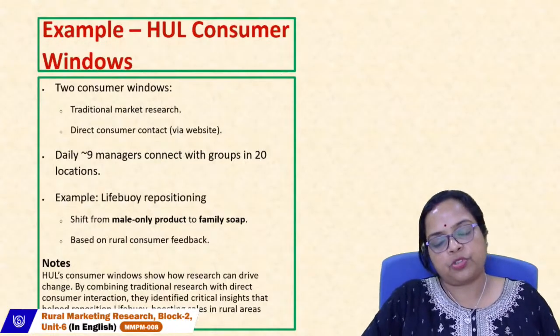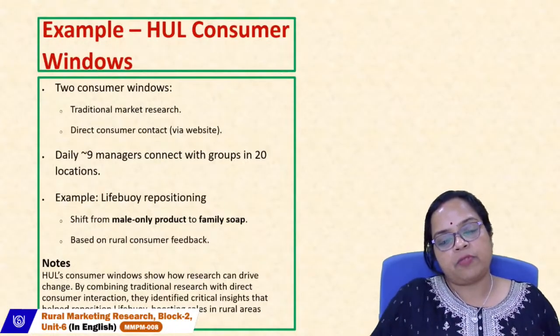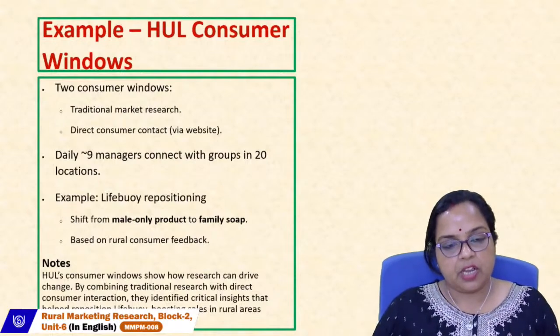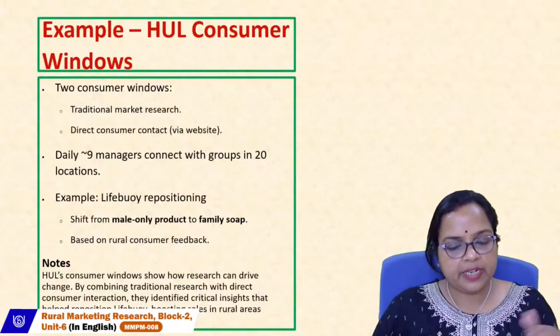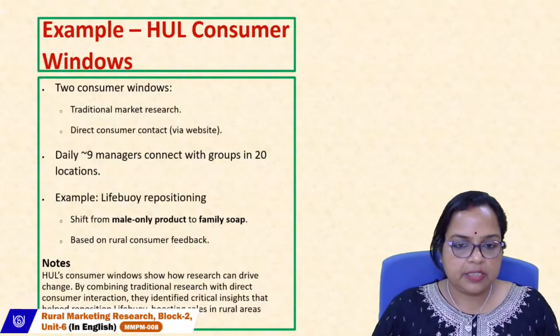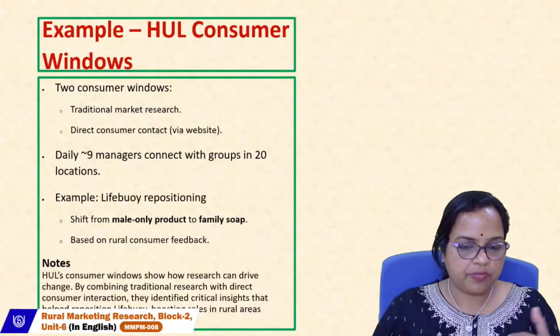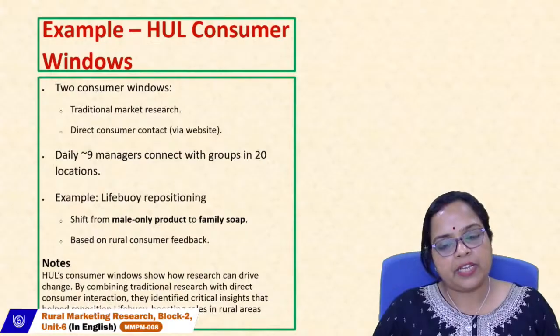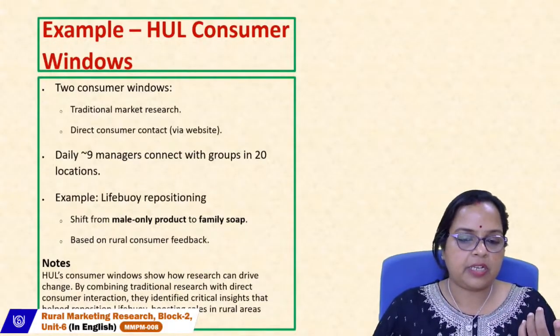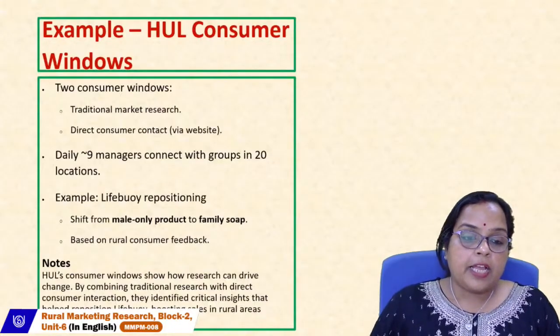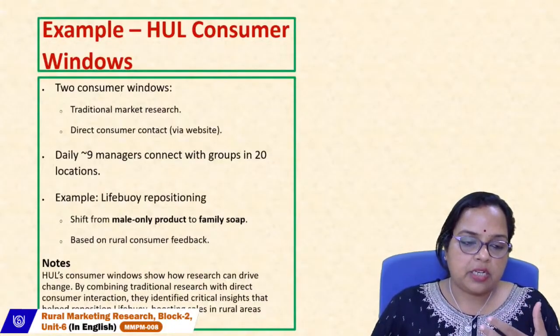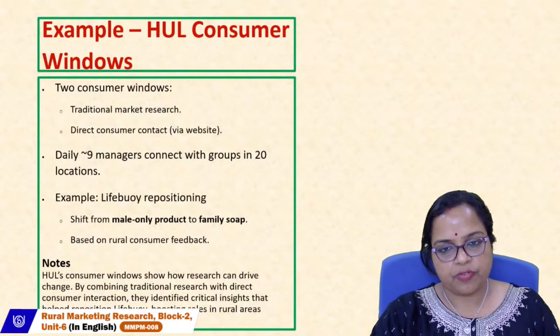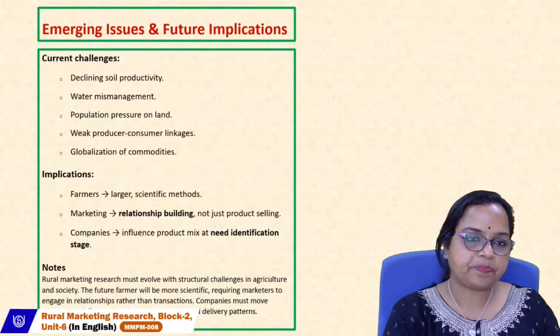They have shifted the advertising of the product. Previously, it was advertised as a male-used product. Now it is being advertised as a family soap. How did they do it? They understood the need by doing market research where they got the feedback that people are considering Lifebuoy as a family soap. So they again repositioned that product in a different advertisement where the message for society is Lifebuoy is a family soap. This is the way HUL is doing research on a regular basis by engaging its managers with groups in that particular location or village on a regular basis.